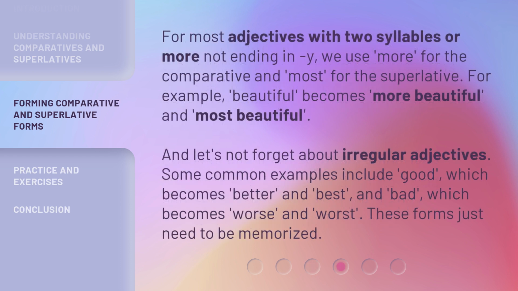For most adjectives with two syllables or more not ending in y, we use more for the comparative and most for the superlative. For example, beautiful becomes more beautiful and most beautiful. And let's not forget about irregular adjectives. Some common examples include good, which becomes better and best, and bad, which becomes worse and worst. These forms just need to be memorized.